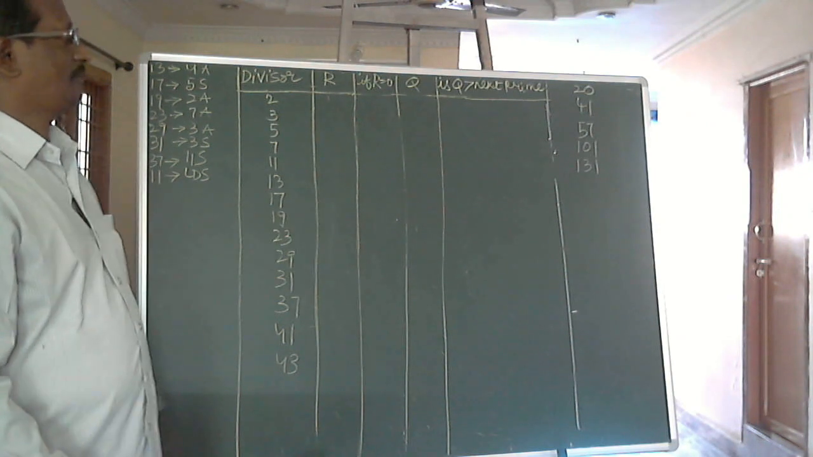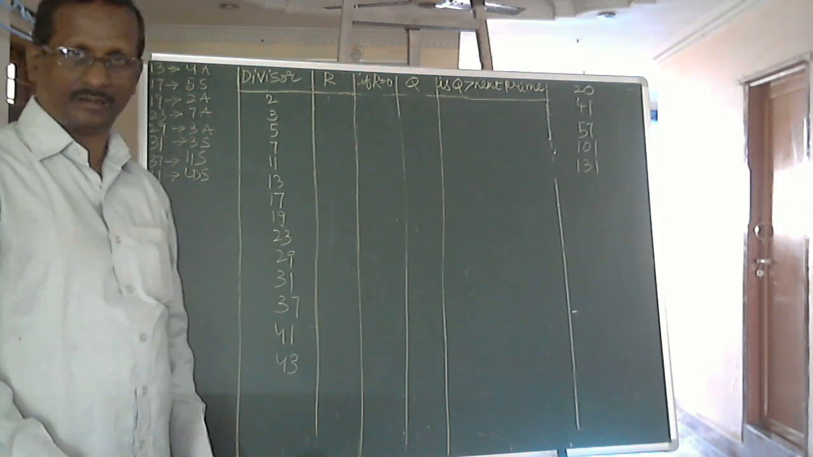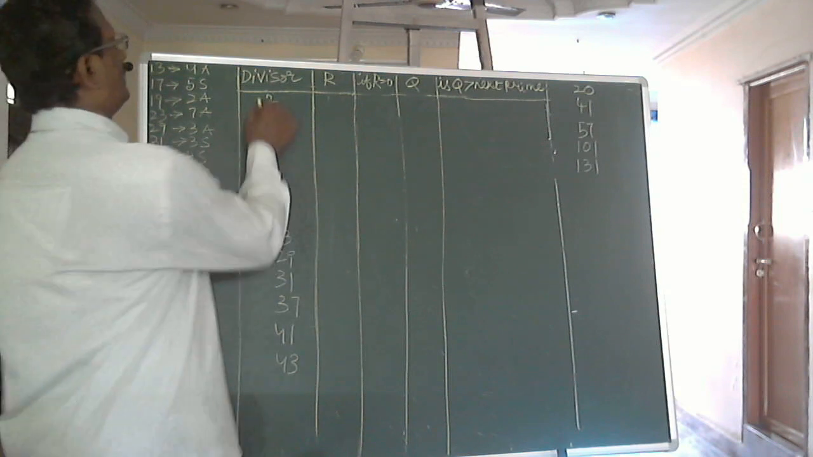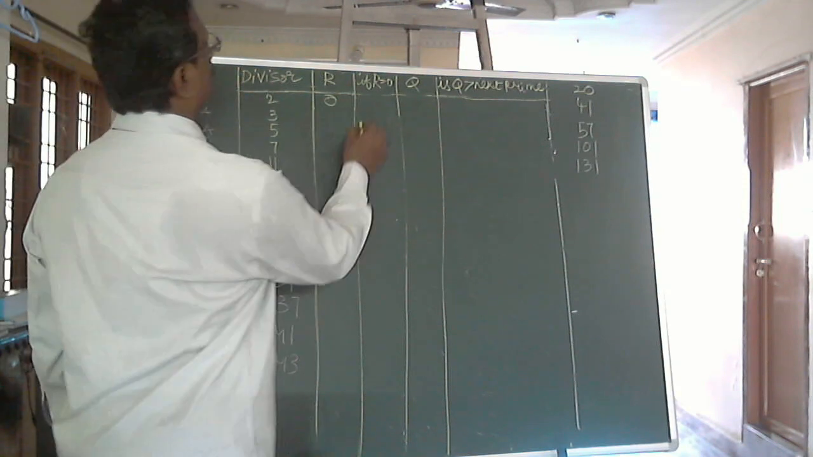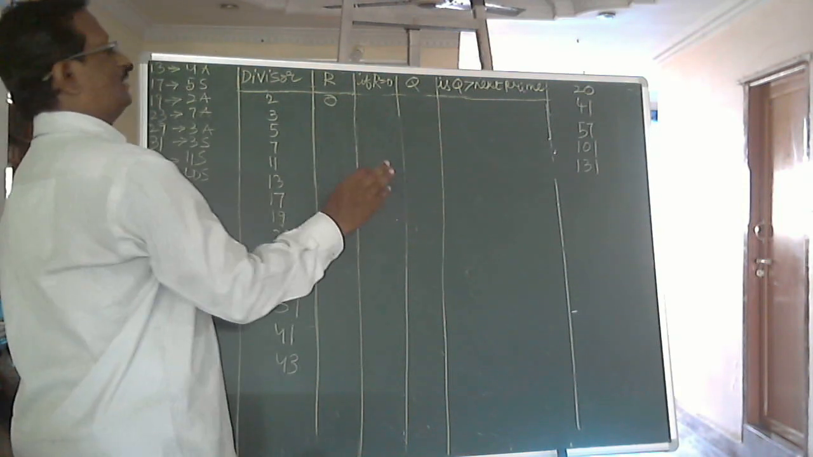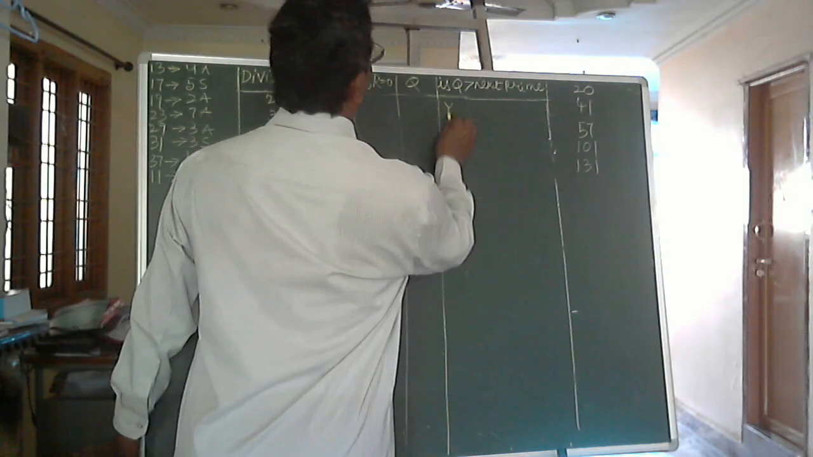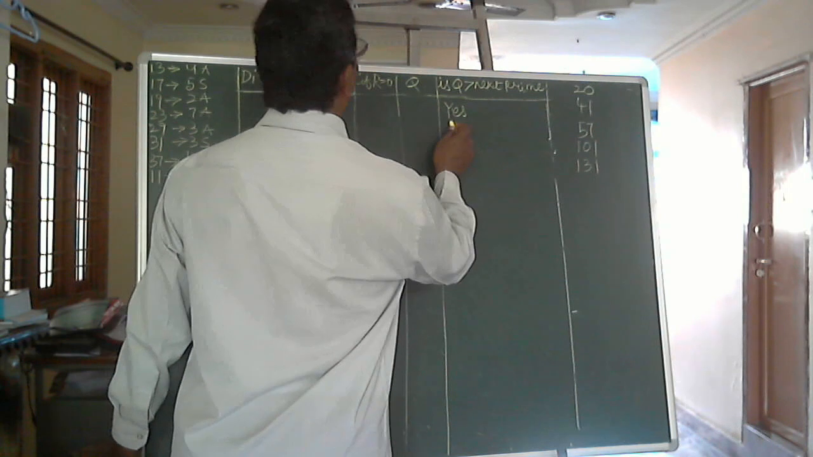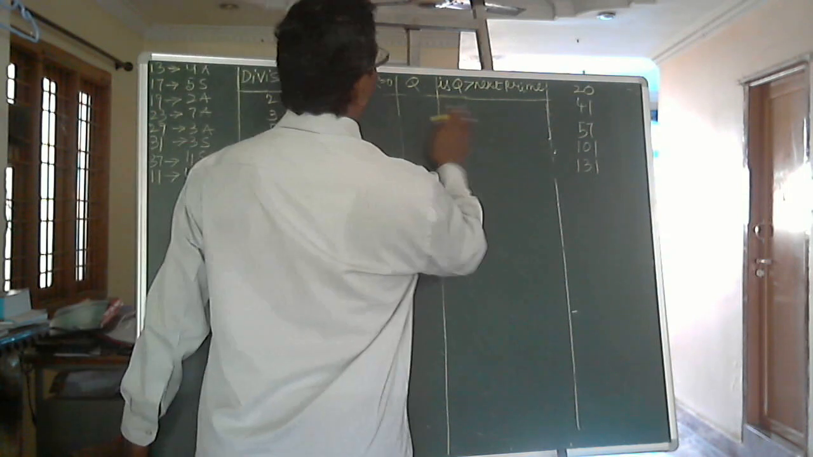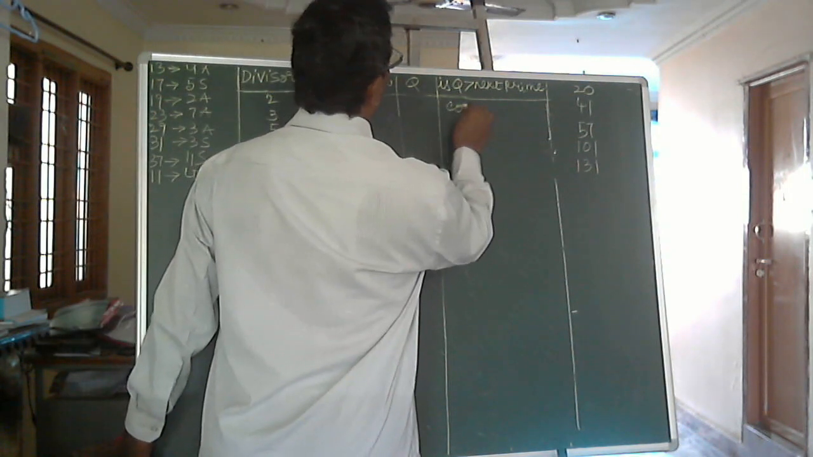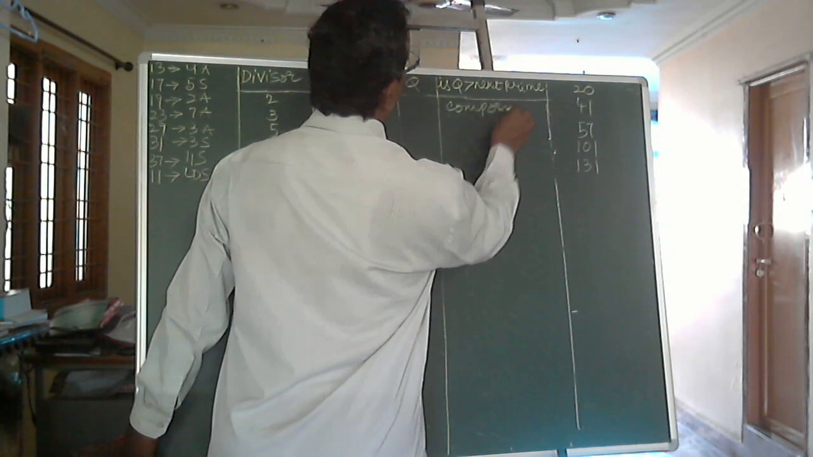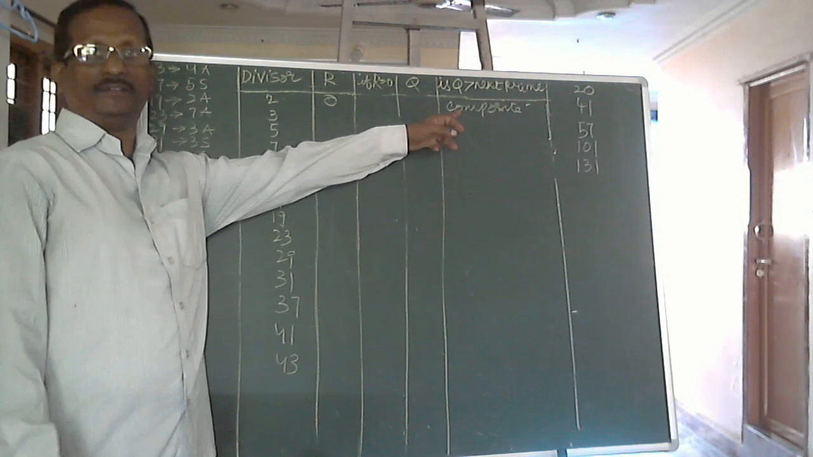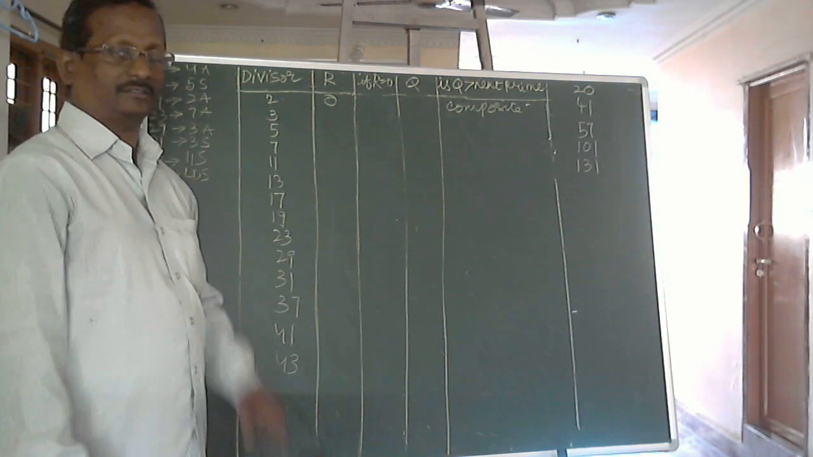For example, 20, it's an even number, it's divisible by 2. On dividing by 2, the remainder we will get is 0. Without any further calculation, simply yes, it's composite, it's not a prime. Composite number, because on dividing the even number 20 by 2, we will get the remainder 0.